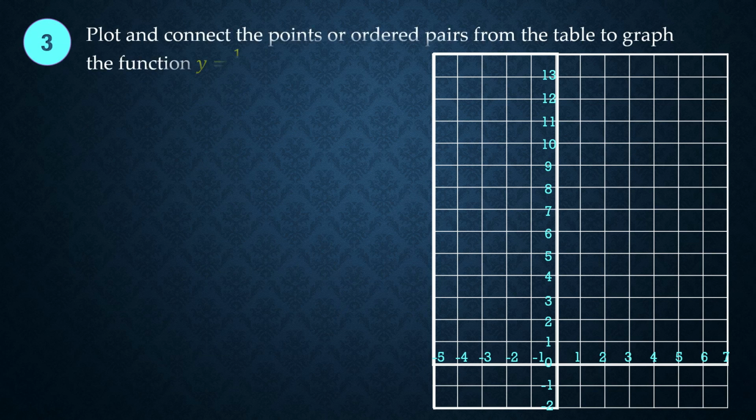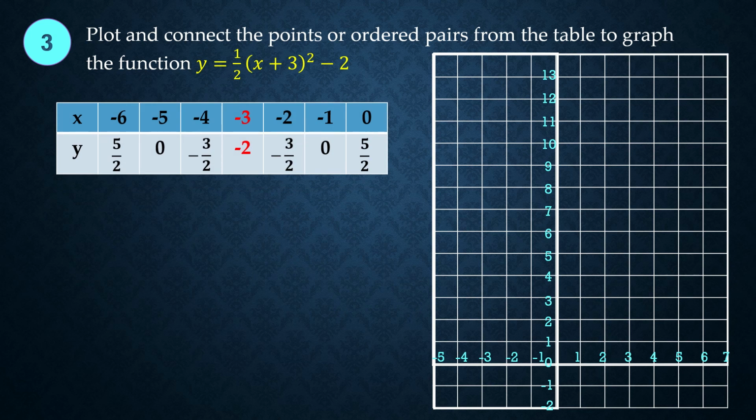Okay. Then lastly, plot and connect the points or ordered pairs from the table to graph the function y is equal to 1/2 times the square of x plus 3, minus 2. Our vertex is negative 3, negative 2. Across from it are negative 3/2 and 0. Then I added additional solutions: a third point at x equal to negative 6, and an additional point to the right of the vertex, which is 0 and 5/2.